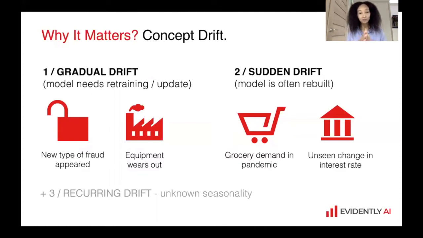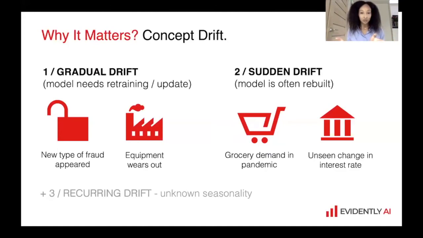For example, there can be a new type of fraud which appeared, and our model hasn't seen this type of fraud before, and in this case we need to demonstrate to our model the new kind of fraud to make it accountable for it. Or for example, again in manufacturing, we can work on the predictive maintenance problem, and our equipment can wear out, and because of this we might need to demonstrate this to our model to make sure that it can take this fact into account. So these are examples of the gradual or continuous drift.